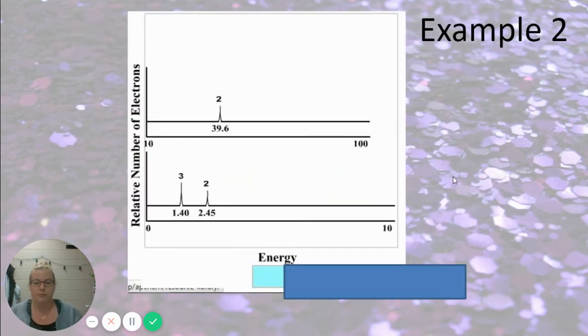Okay. Next one. This looks a little bit different, but it's exactly the same thing. Okay, so take a second, pause the video, see if you can figure out what the electron configuration is here. This one's kind of nice because it tells you how many electrons are actually in the peaks. Okay, so pause it, take a guess.